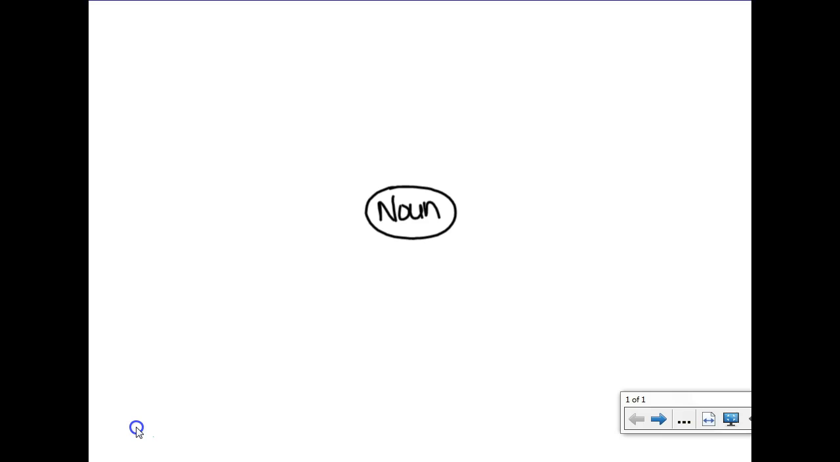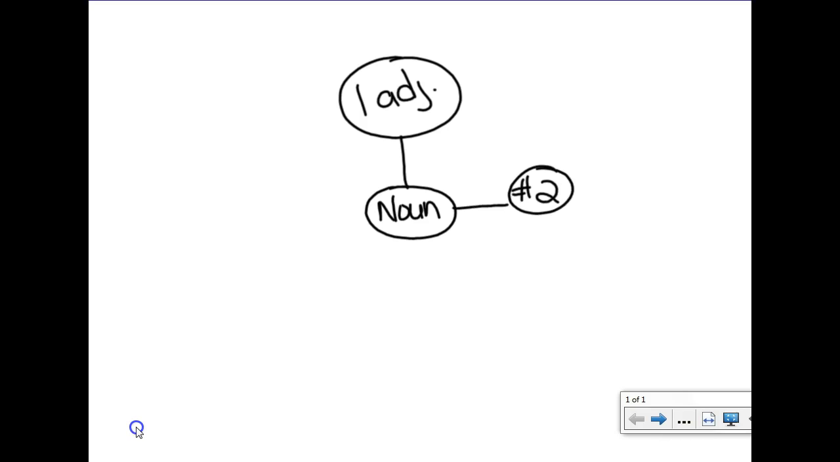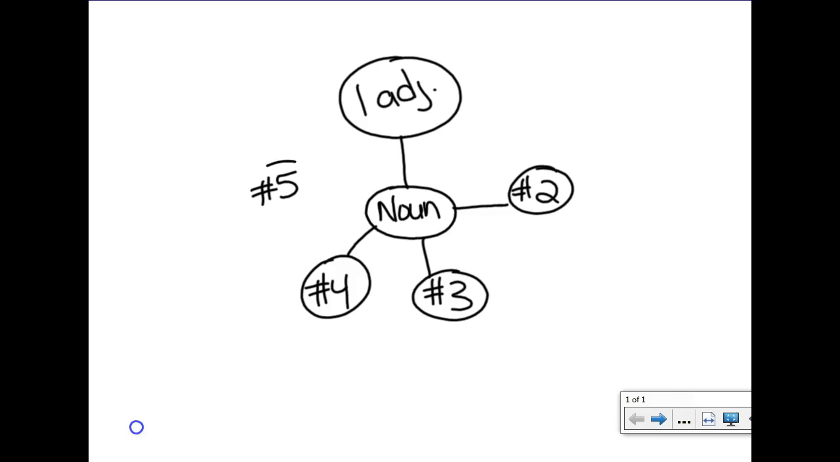And then on the outside, you put one adjective per bubble for a total of 5 adjectives. Now you need to be careful and make sure that you're only putting one word per bubble. You're not putting a whole sentence. You're not putting 2, 3, 4 words or what have you. It's just one word per bubble. And then you want to make sure that the word you're putting into the bubble is an adjective.